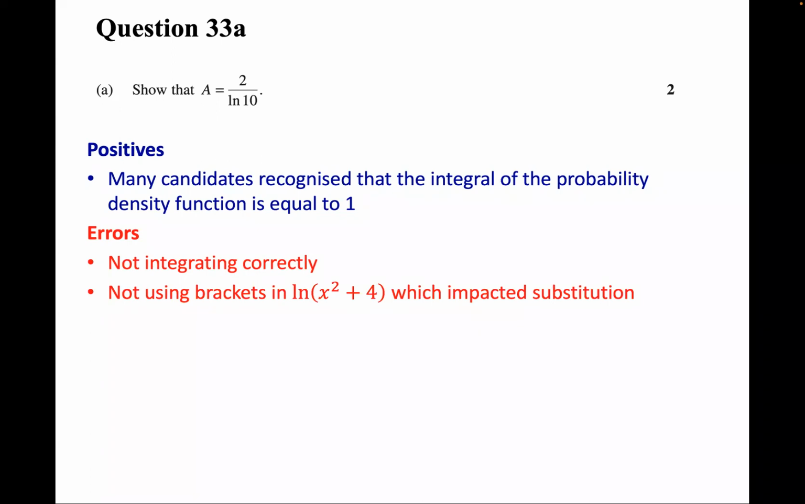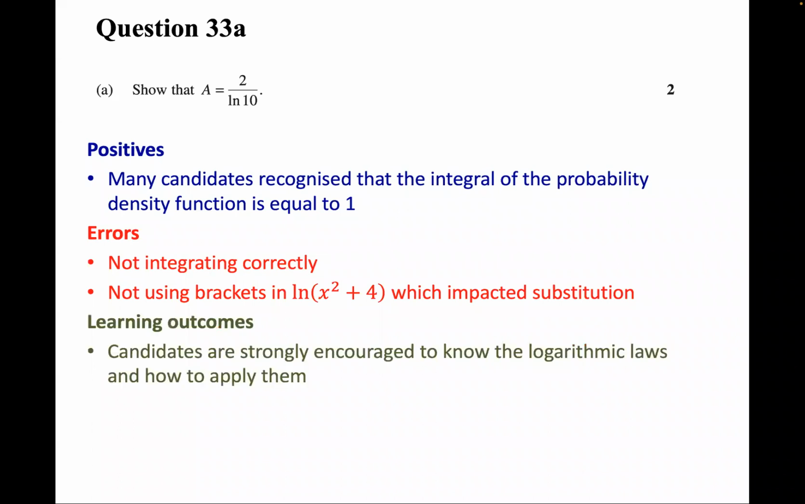So I would be encouraging students to make sure they use brackets where appropriate. With this particular question, it's really important that students have a good knowledge of the logarithmic laws and how to apply them if they actually wanted to succeed. Moving on to part B, students should show their working out in a clear and organised manner, because it is a show that question.